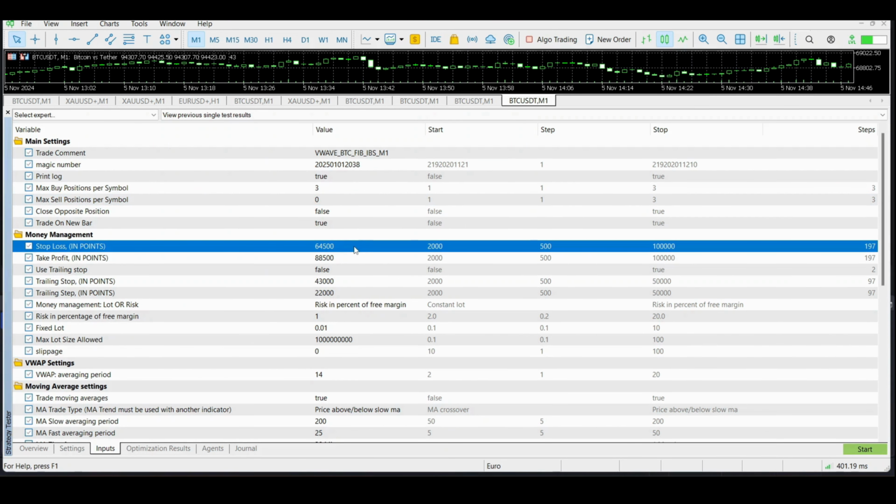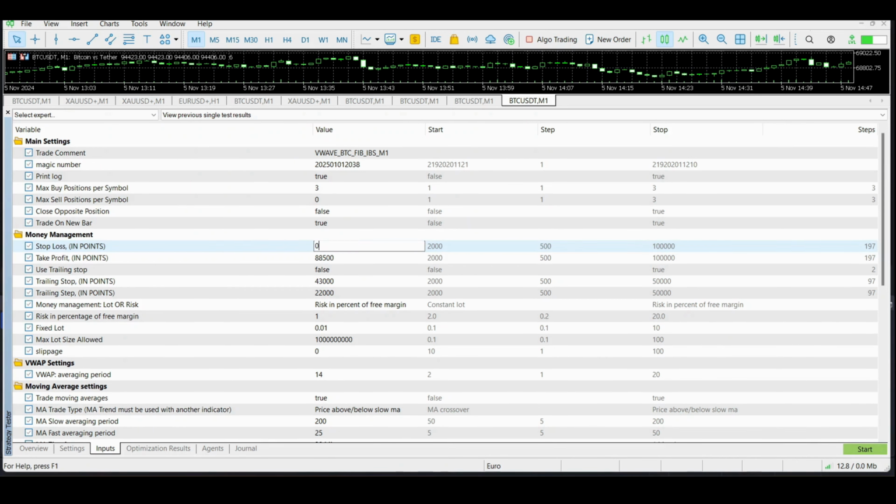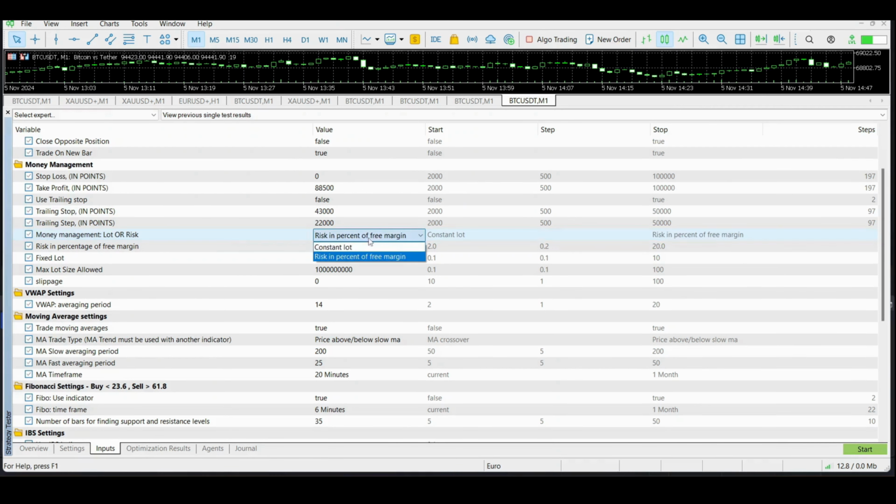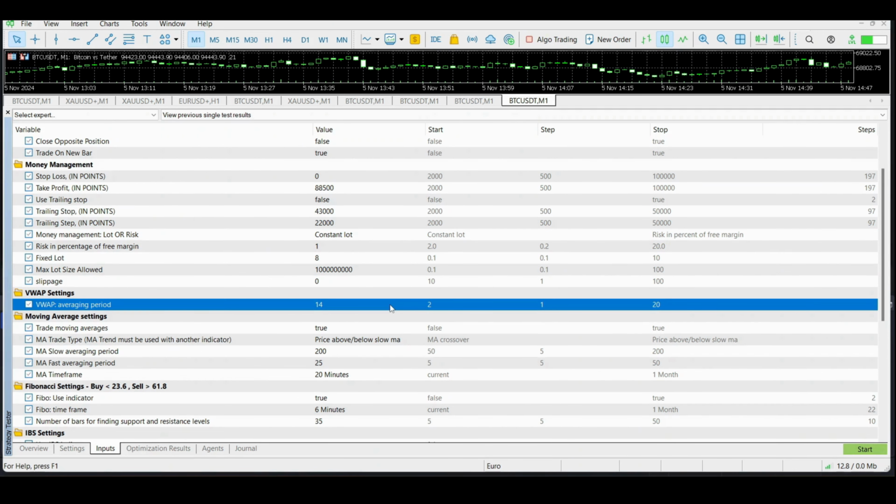I'm going to set my stop loss to 0. I'm not going to have a stop loss. And I'm going to change my risk to allow basically the most money in my account, my $10,000, to be bet per trade. Okay, so let's run the backtest.